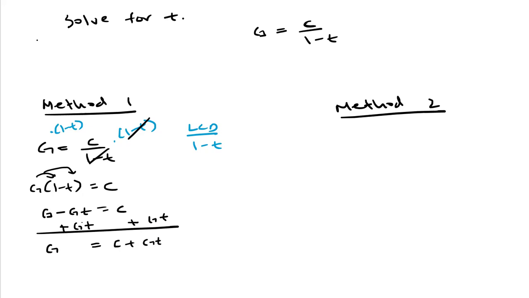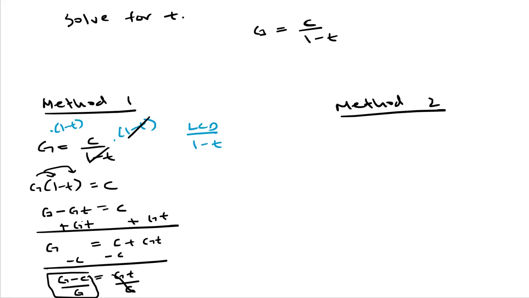Then I don't have any negatives anymore. Then I'm going to subtract c on both sides. That gives me g minus c equals gt. Okay? Then my last step is just divide by g. And then there's our solution right there. Okay? So t is equal to g minus c over g.